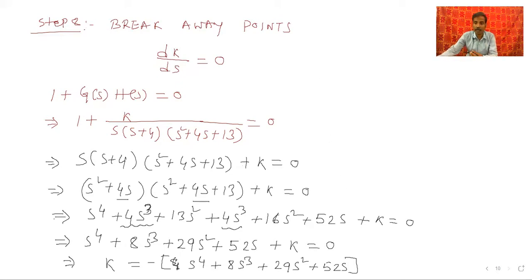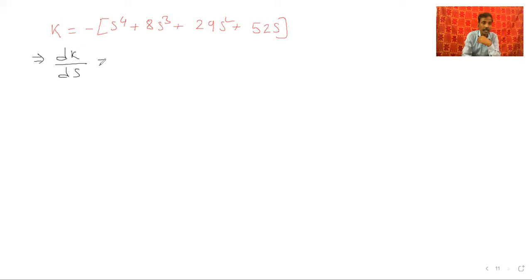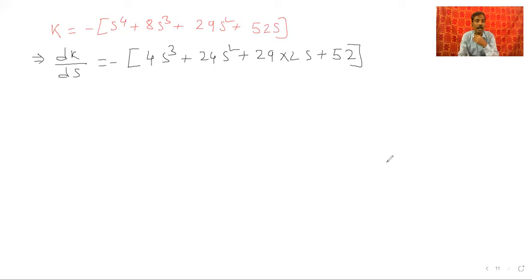So next phase. Write down again: K equals minus s to the power 4 plus 8s cube plus 29s square plus 52s. Then calculate dk/ds. So what is the value of dk/ds? dk/ds equals minus 4s cube plus 24s square plus 29 into 2s plus 52. This is the value of dk/ds.